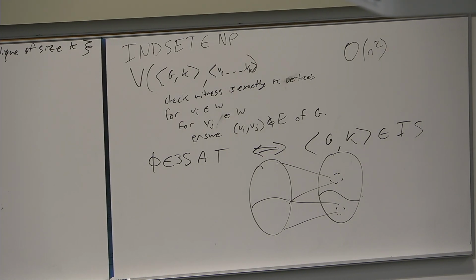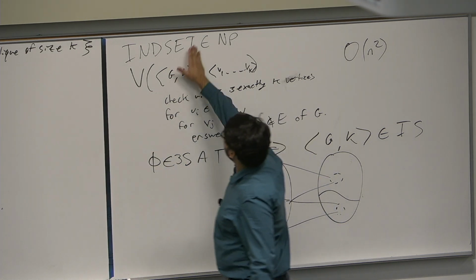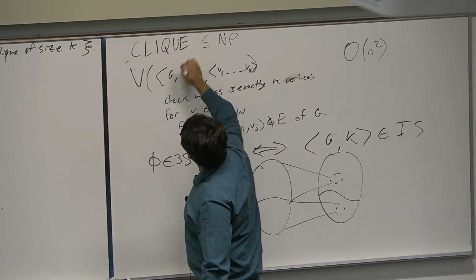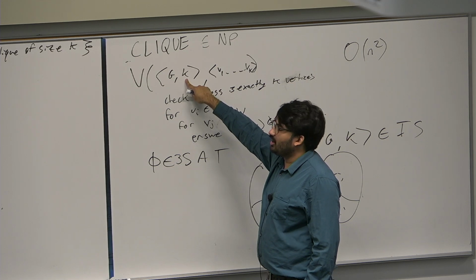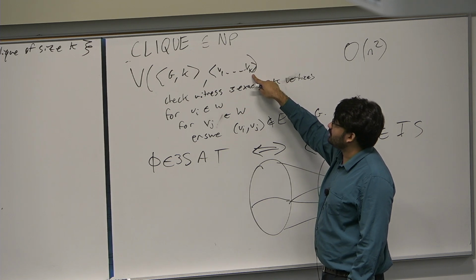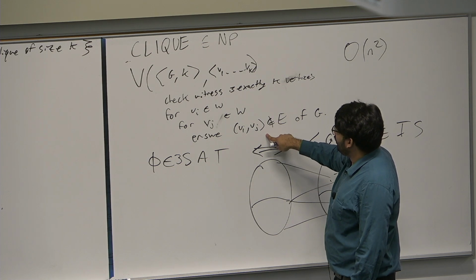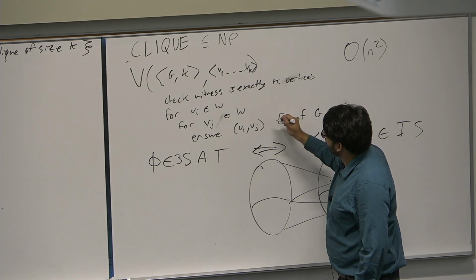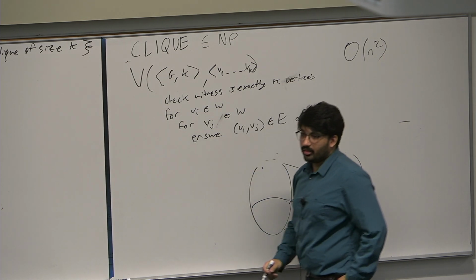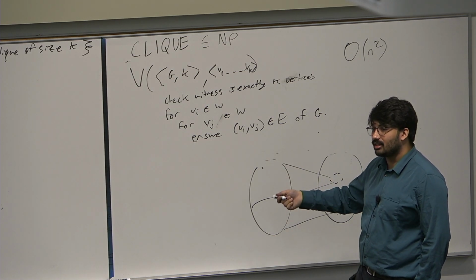This is the verifier we gave showing independent set was in NP. What are we going to do here? We're going to erase that, and call that clique. The verifier takes as input a graph and a natural number, and asks, does the graph contain a clique of that size? The witness is going to be a selection of vertices. It checks that the witness is exactly size k, and for each pair of vertices in the witness, ensures that (vi, vj) is in E. Okay, done. That's the verifier that shows clique is in NP. You can verify a clique exists in polynomial time.